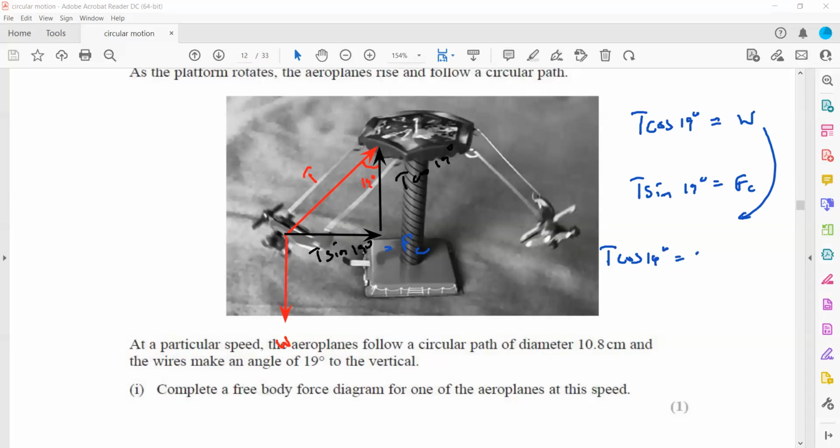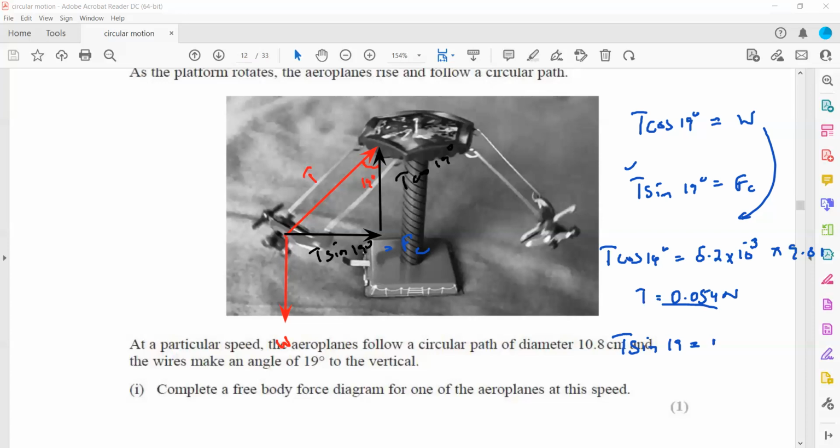The mass is 5.2 into 10 to the power minus 3, because in the question it is in gram, we have to convert into kilogram, and the gravity is 9.81. Using this, we'll work out the tension, that is 0.054 Newton. After working out the tension, we can find the centripetal force Fc, and T sin 19 equals the centripetal force.